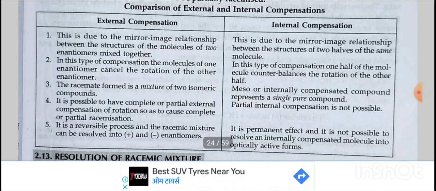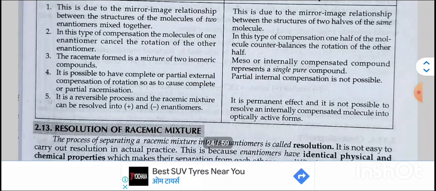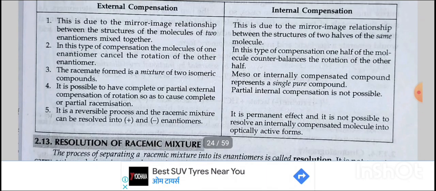Comparison of external and internal compensations. External compensation. This is due to the mirror image relationship between the structures of the molecules of two enantiomers mixed together. Internal compensation is due to the mirror image relationship between the structures of two halves of the same molecule. External compensation. In this type of compensation, the molecules of one enantiomer cancel the rotation of the other enantiomer. Internal compensation. In this type of compensation, one half of the molecule counterbalances the rotation of the other half.